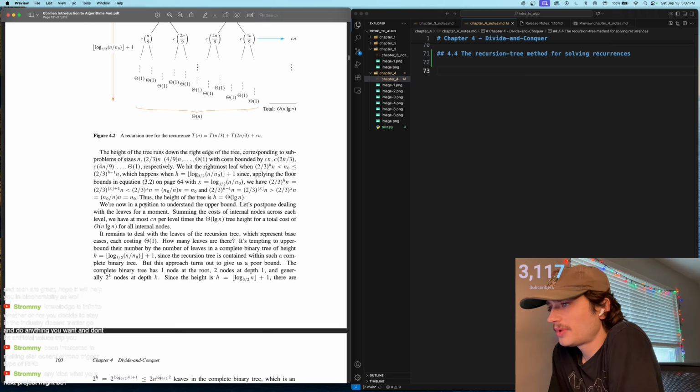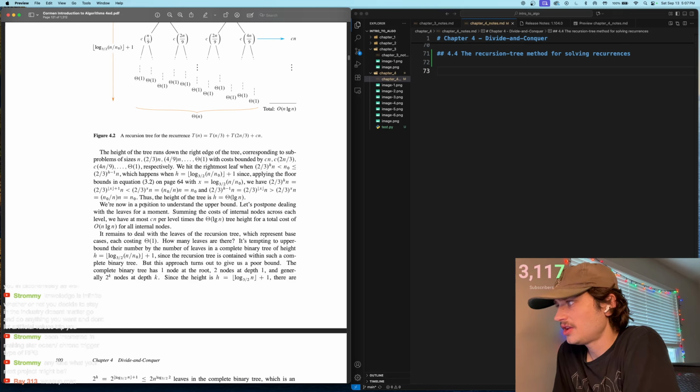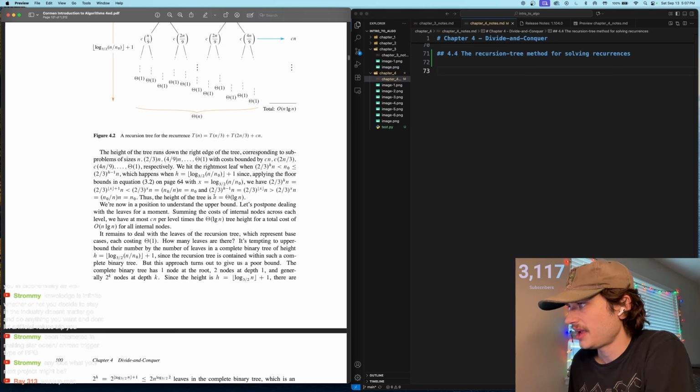Applying the floor bounds in equation 3.2 on page 64 with x equals log base 3/2 of n over n naught, we have (2/3)^h times n equals 2. Thus, the height of the tree is h equals theta of log n.